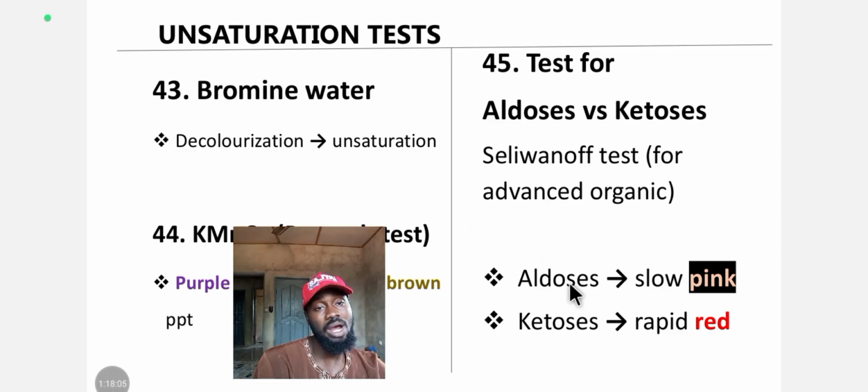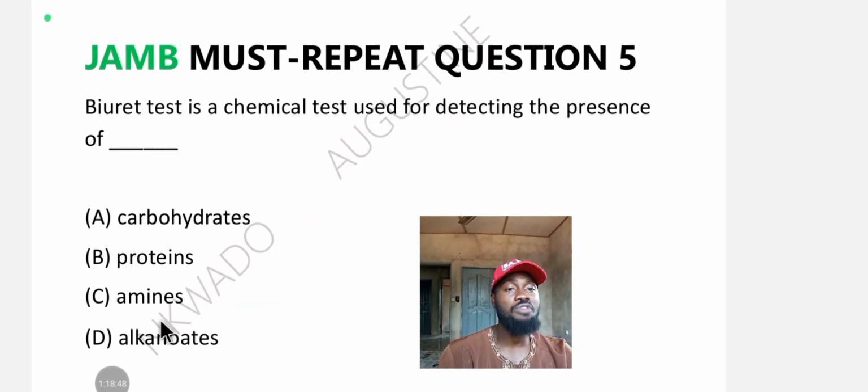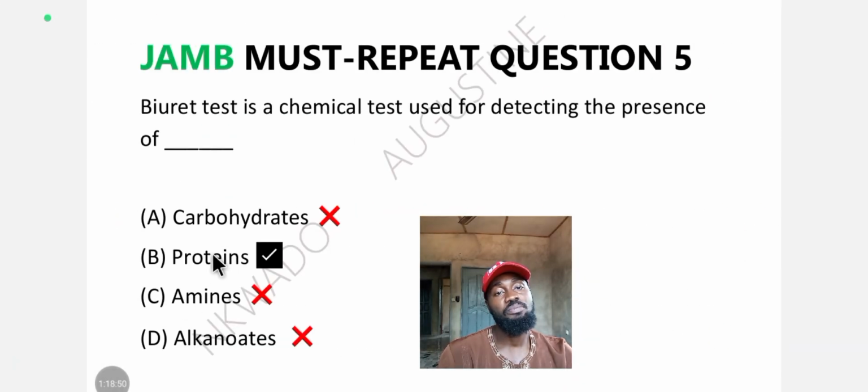So now let's go back to our JAMB Must Repeat question 5 and question 6. Back to the question, JAMB Must Repeat question 5. The question reads, the Biuret test is a chemical test used for detecting the presence of what? A. Carbohydrates. That's obviously not the answer. D. Alkaloids. This is obviously not the answer. C. Amines. This is obviously not the answer. Or for your correct option, option B, protein. So the Biuret test is used to confirm the presence of protein.